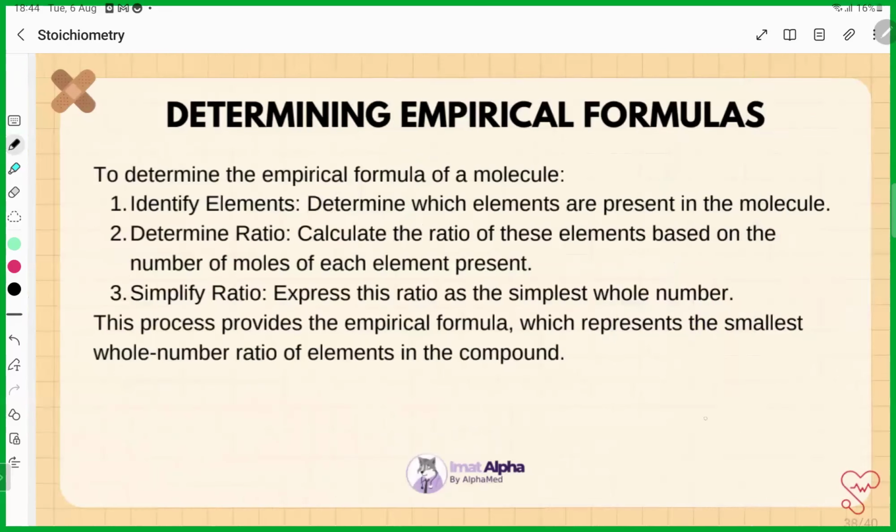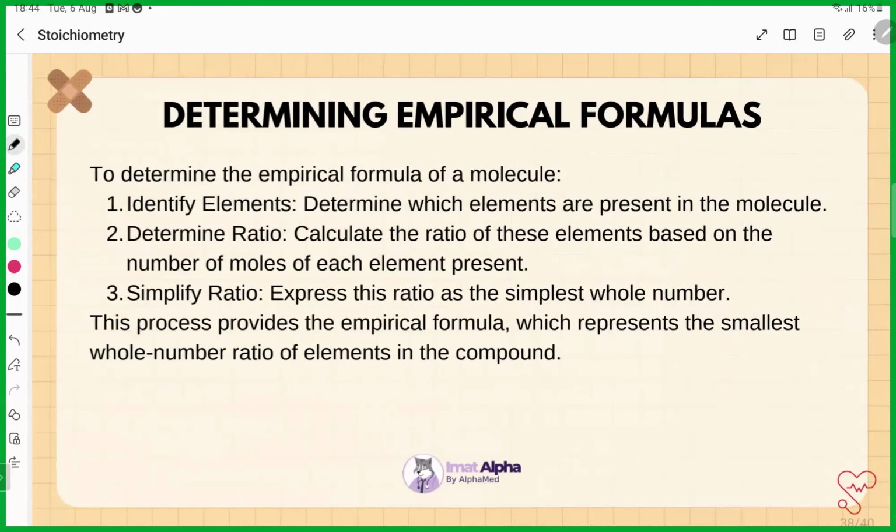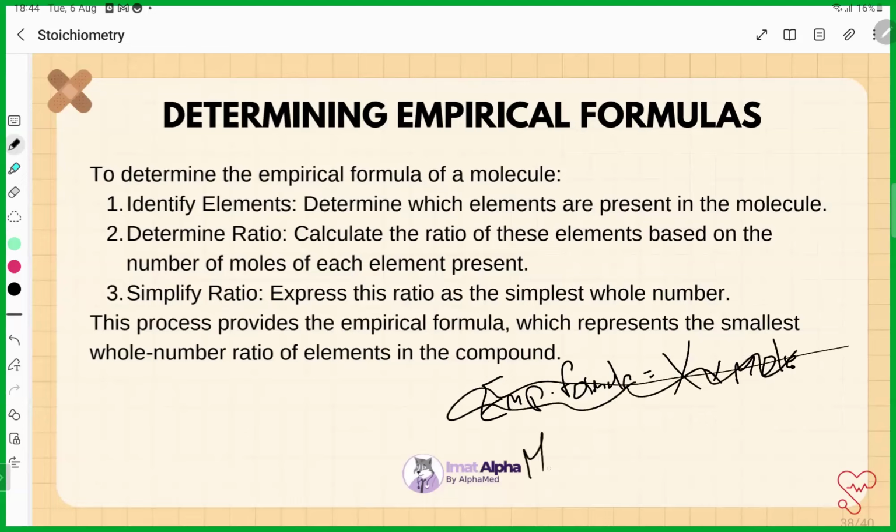Empirical formula. The empirical formula is also called the minimal formula. The empirical formula is the same as the molecular formula, but there is only one difference. No, I think the molecular formula equals x times the empirical formula.